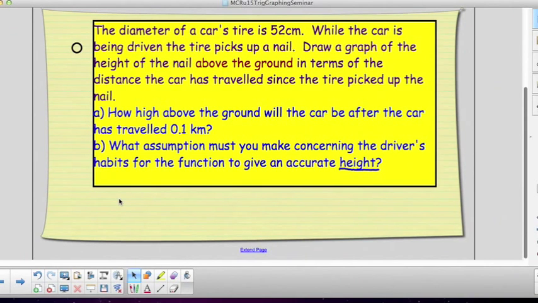So, first of all, the diameter of a car tire is 52 centimeters. While the car is being driven, the tire picks up a nail. Draw a graph, and we have to also come up with a graph that's going to help us explain all this criteria. So what people really struggle with is how to draw the graph, okay? First, we're just going to draw a graph for the situation and analyze the questions. Then I'm going to give you a situation where I'm drawing the graph and coming up with a transformation equation that describes the graph, okay? If we look at our original sine function, so I'm going to go back for a second.